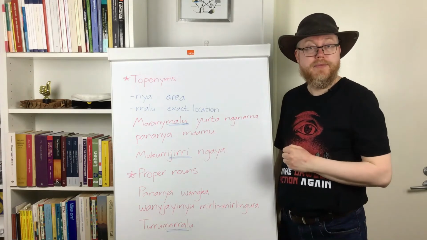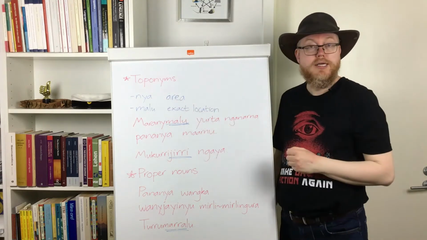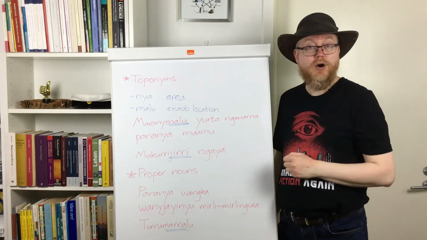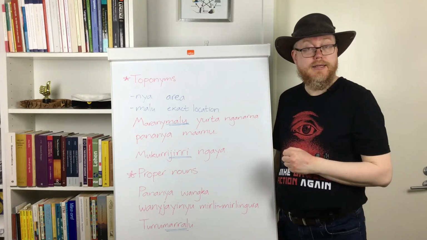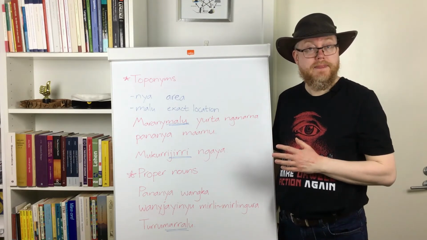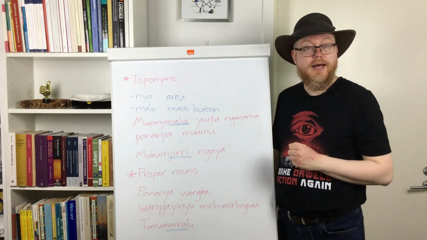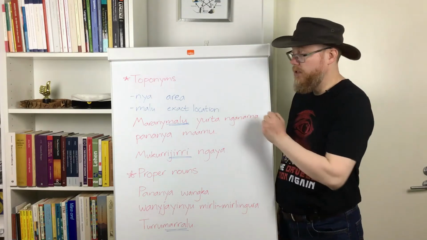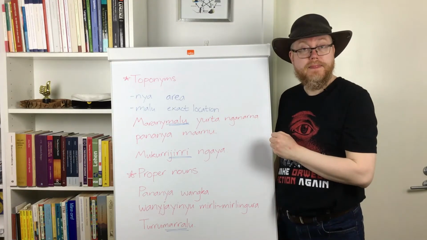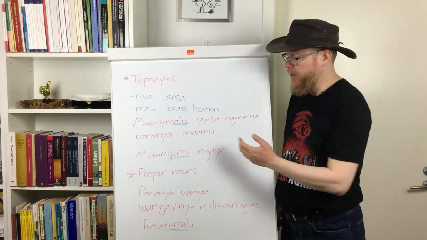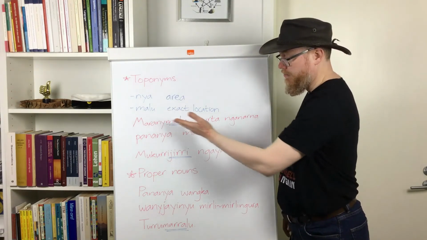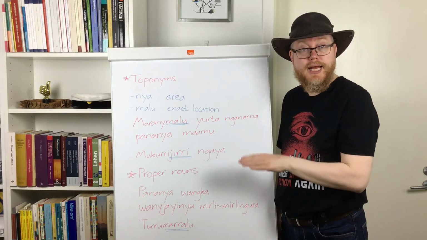So when it comes to toponyms, I introduced the nya and malu suffixes in the video about semantic cases. Nya meaning in the area of, and malu exact location. I choose to interpret these as semantic cases. One thing that I probably should point out is that malu, unlike nya, does not exclusively occur with toponyms. On occasion, you find it together with a common noun as well, like marany, which means river. So here we have marany malu, right at the river, or exactly at the river.